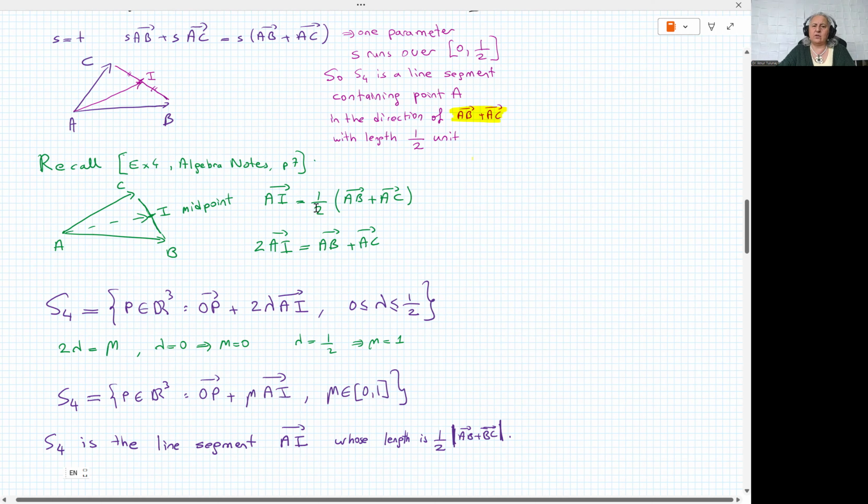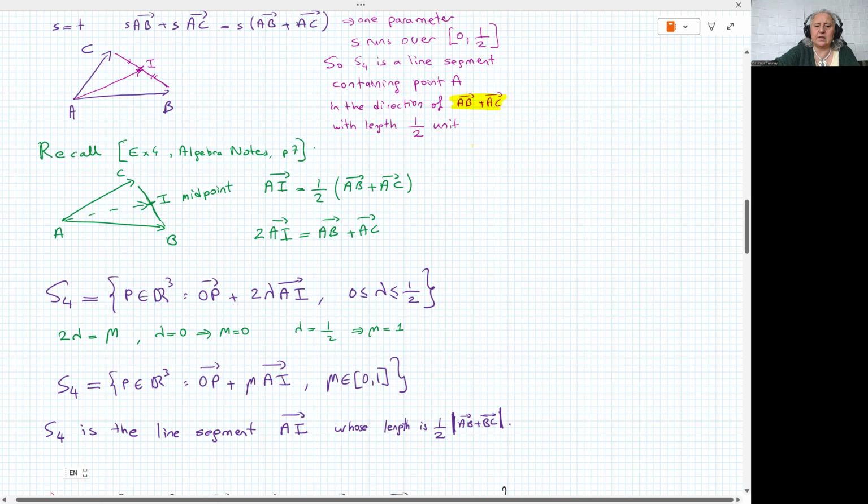It is not the half of anything, so it is clearly the AI, the line segment AI, with the full length. And this length, as we know, because of the addition, will be 1 over 2 AB plus AC, just given to us from this fact. That's what I wrote here. It's not very important, but to find this is the solution.